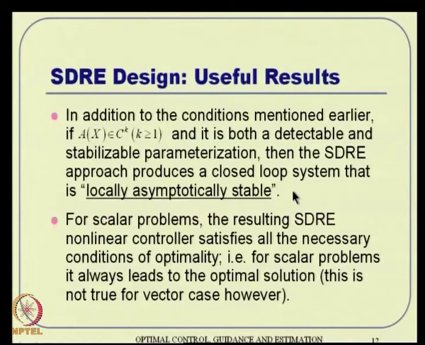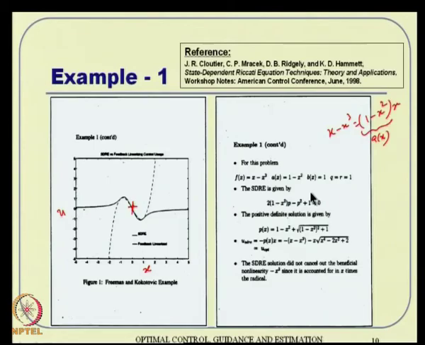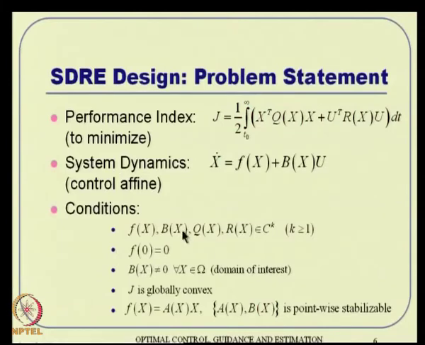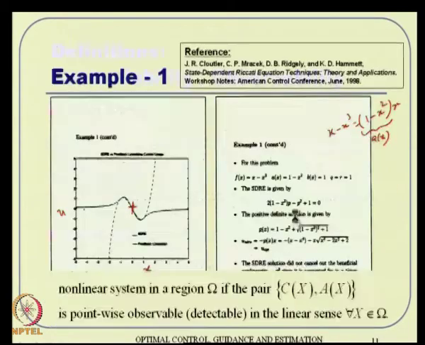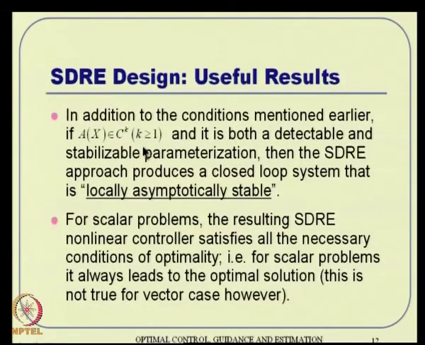So, the results tell something like this. All these 5 conditions we mentioned here, and we also mentioned that this has to belong to class Ck, where k is at least 1. Now, the first theorem tells us that in addition to those conditions, if A of x is a class Ck function and is both a detectable and stabilizable parameterization, then the SDRE approach always leads to a closed loop system that is locally asymptotically stable.